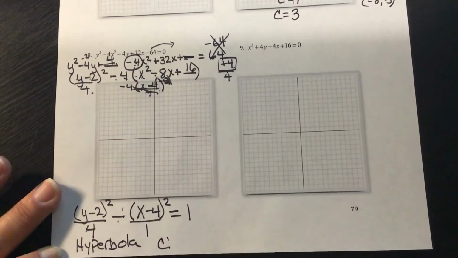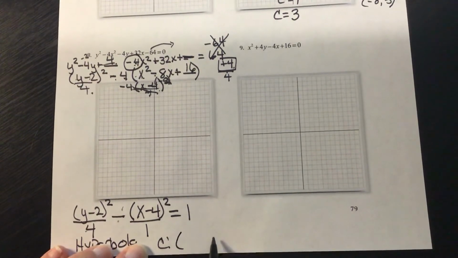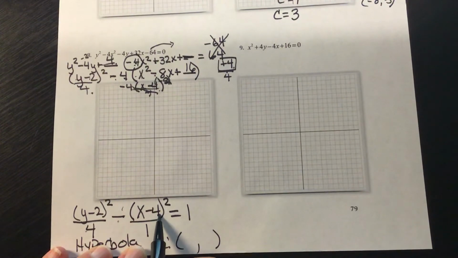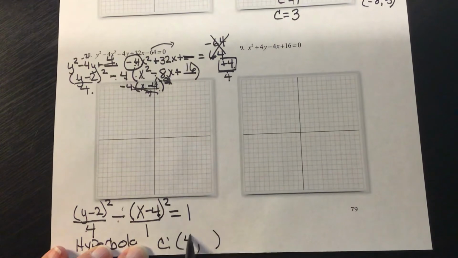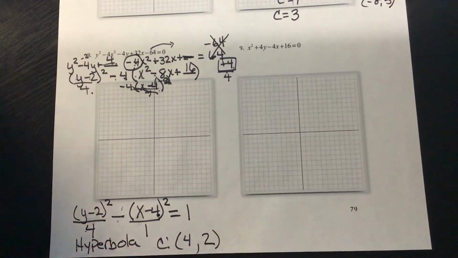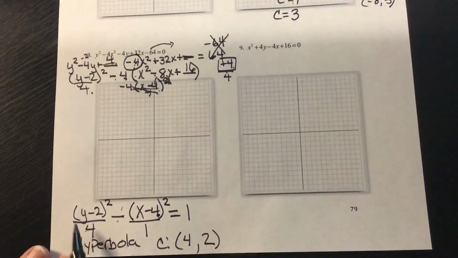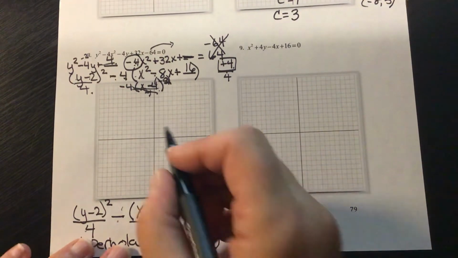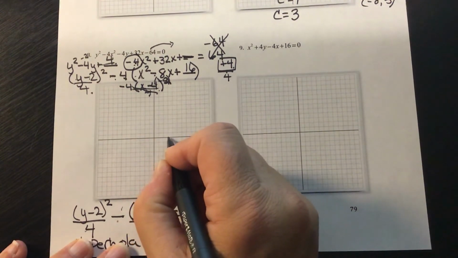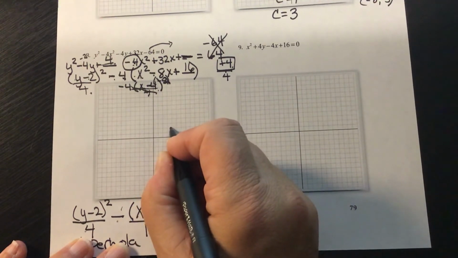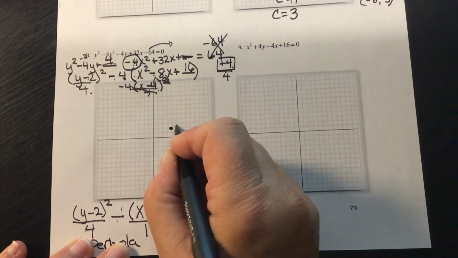And the center of this hyperbola, remember our h and k values, h has to come from the number with x in the parentheses. So my x coordinate is 4 and my y coordinate is 2. All right, so I have 4, 2 is my center. So here's my center.